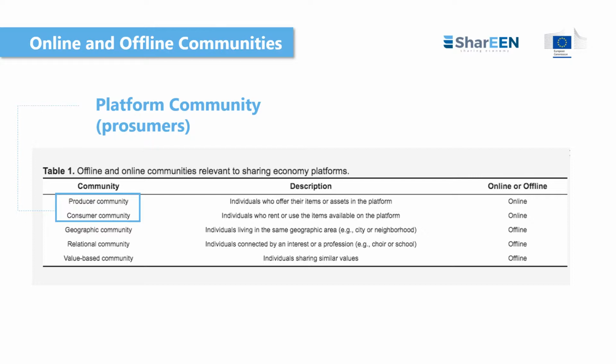Moving to offline communities. Geographical communities are simply present in the same geographical area. They are important to consider when physical products or skills are being shared. What type of geographical community is desired?